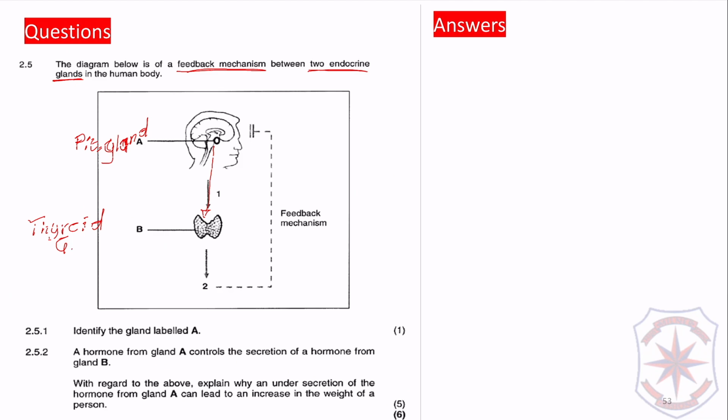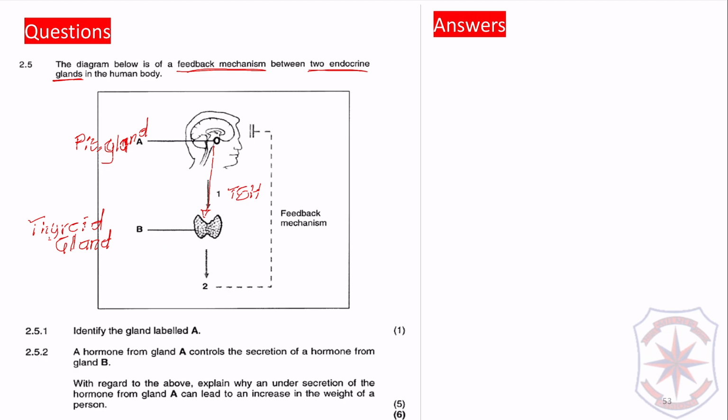Gland B would be the thyroid gland. Now, like we said, the pituitary gland secretes many hormones, but the hormone that travels to the thyroid gland will be thyroid stimulating hormone, which is known as TSH. Okay, what is the function of TSH? TSH stimulates the thyroid gland to secrete hormone 2.